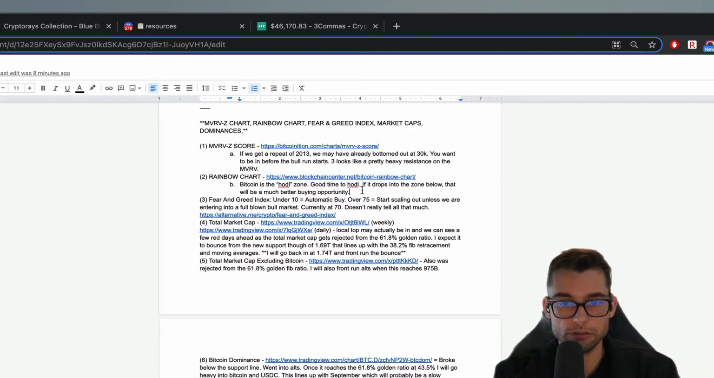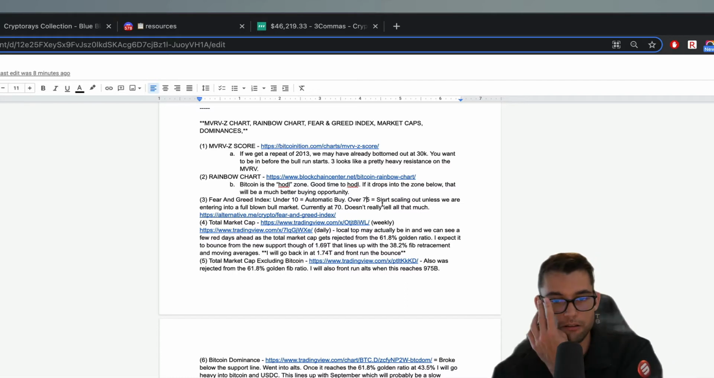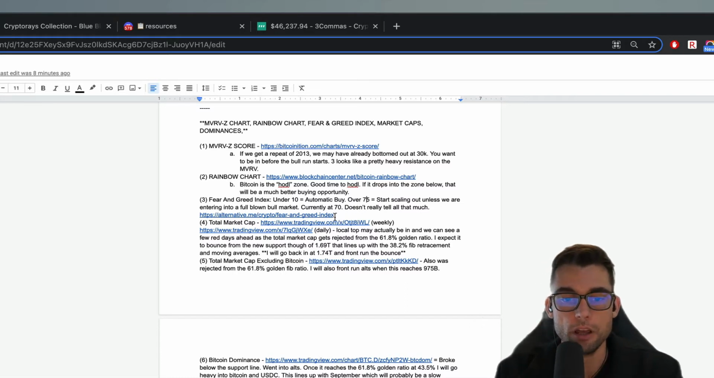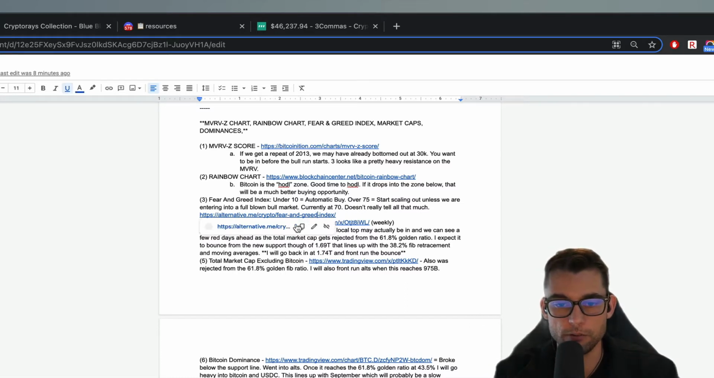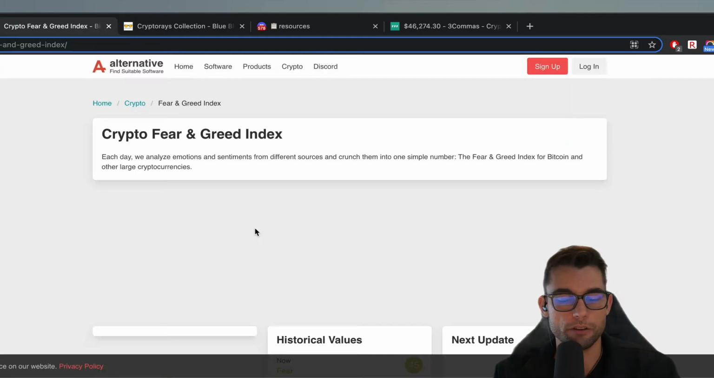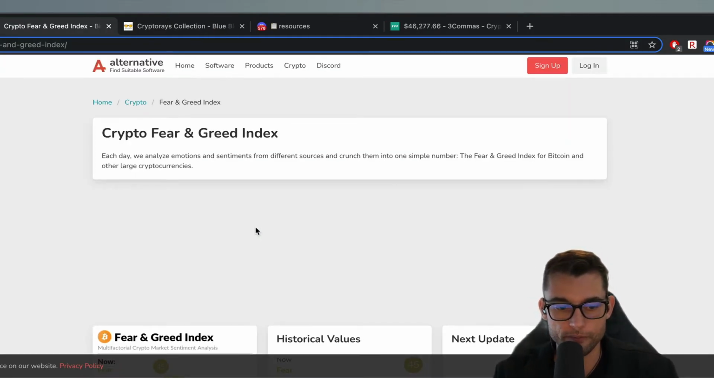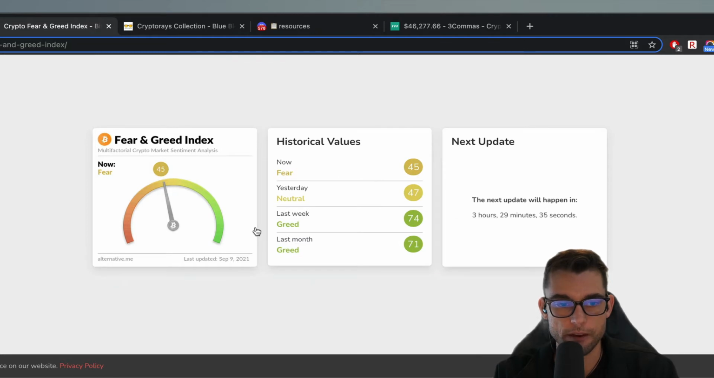The next thing I look at is the fear and greed index. Under 10 is an automatic buy. Over 75 is to start scaling out, unless we are entering into a full-blown bull market. Last time it was at 70, which didn't really tell that much. The fear and greed index is at 45 now, so it's actually pretty good.